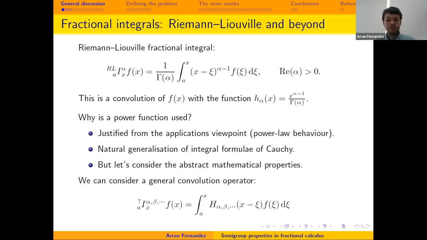as a fractional integral? Because we can think about considering a much more general operator, basically convolution with any function depending on any selection of parameters, alpha, beta, as many parameters as we want, take a convolution, and we could call that an integral operator depending on these potentially fractional parameters. So what makes Riemann-Liouville special?